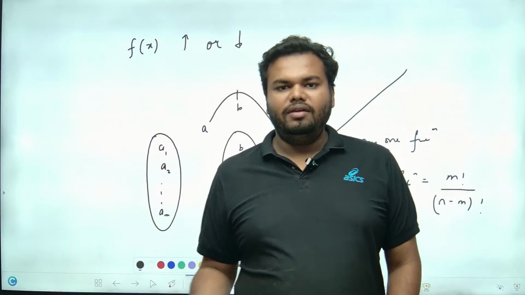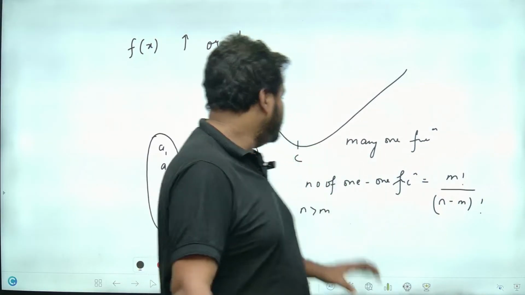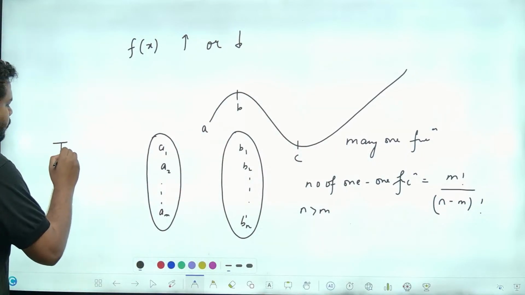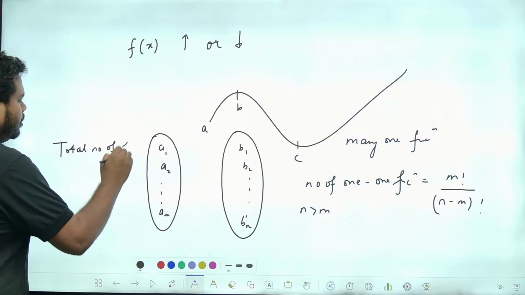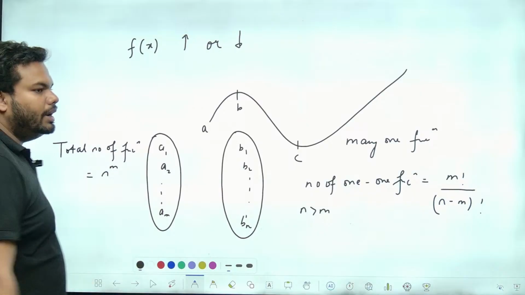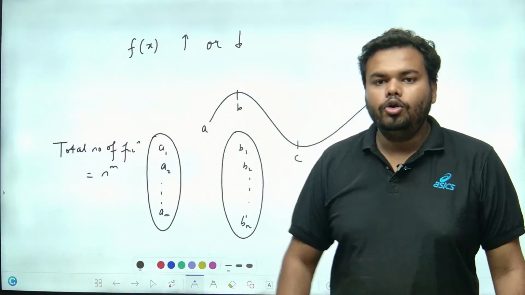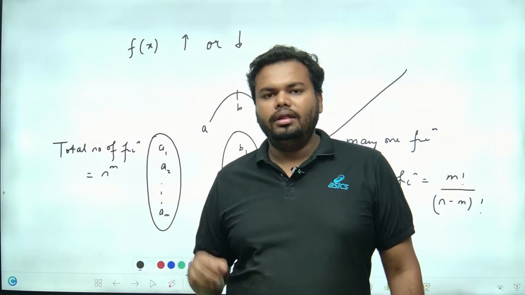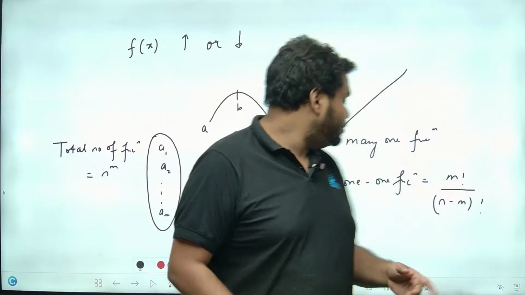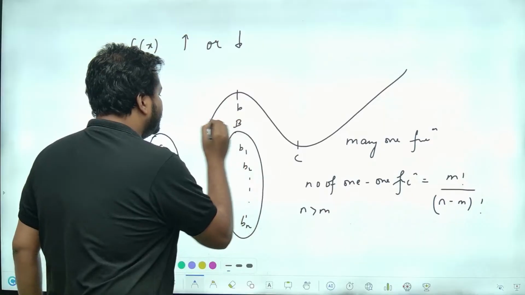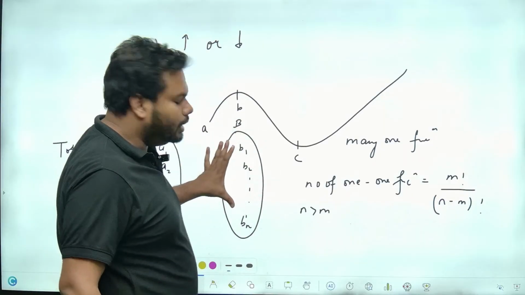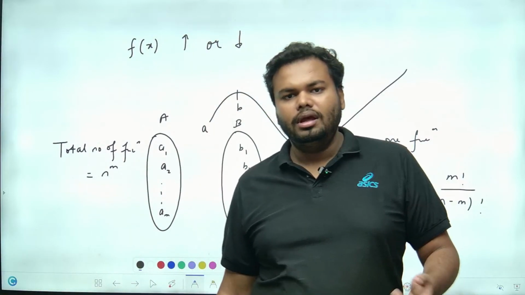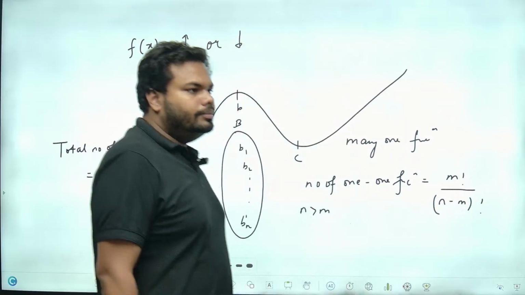One-one functions plus many-one functions will be equal to the total number of functions. Now total number of functions: A has m elements, B has n elements. Total number of functions equal to n to the power m. Now onto function. What is onto function? When the codomain and range are the same, it is known as onto function. This capital B set is the codomain. When it is the same as the range, then it is known as onto. Otherwise, it is into function. All right, clear?